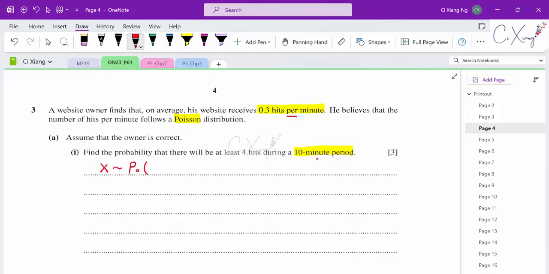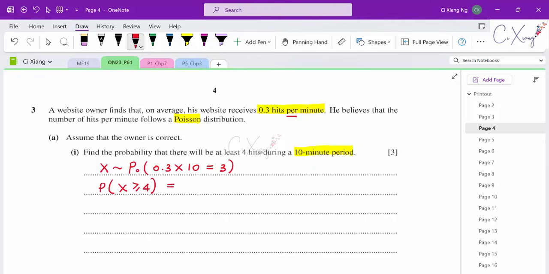Therefore, before we start calculating the probability, we have to change the lambda, or the mean, to 10 minutes first. So 0.3 is for 1 minute. If I have a 10-minute period, I have to multiply it by 10. Therefore, the lambda for a 10-minute period is 3. Then only can we start to calculate the probability. So find the probability that there will be at least 4 hits. So the number of hits will be more than or equal to 4.